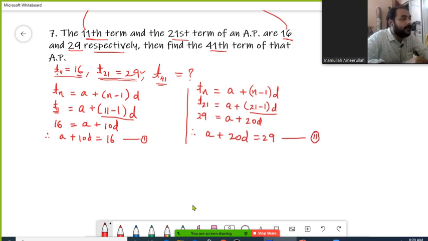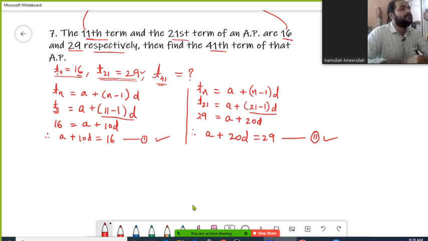Now you have equation number 1 and equation number 2. If you observe both equations, they look like linear equations in two variables, where the two variables are a and d. So we can solve these two equations to get the values of the unknown variables a and d. This way, by solving these two equations, we will have the value of a as well as the value of d.